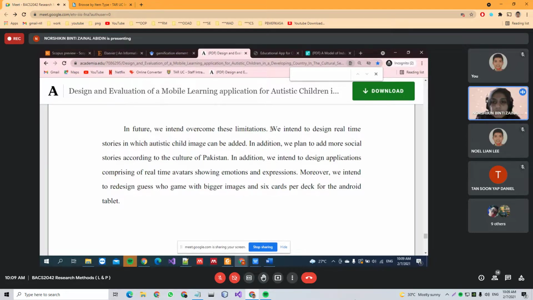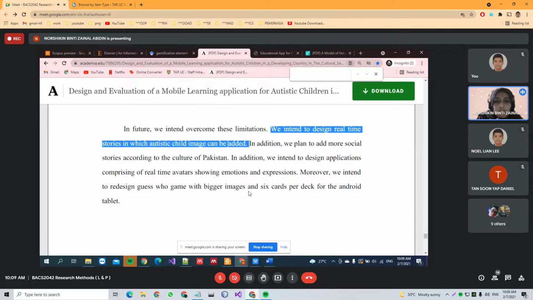For example, here the problem of this research is stated as future work: another researcher can design real-time stories in which an autistic child can be added. So this can be a problem, because when this research was still ongoing, there were no real-time stories in which an autistic child can be made. This was the problem back then. So this can be a problem statement for my new research. This is the problem that I want to solve.